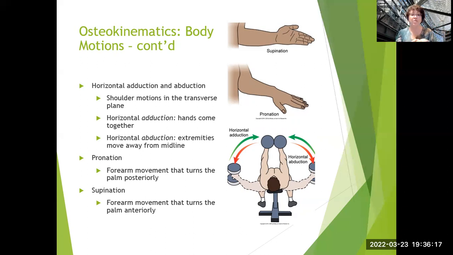We do talk about supination and pronation of the arch in the foot, and we'll talk about that more in the foot chapter. But that is not just a single joint movement, it's the movement of multiple joints. And so we'll put that aside for now, but pure pronation and supination only happen in the forearm.